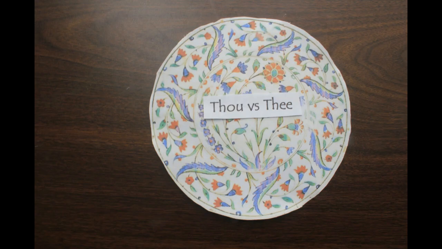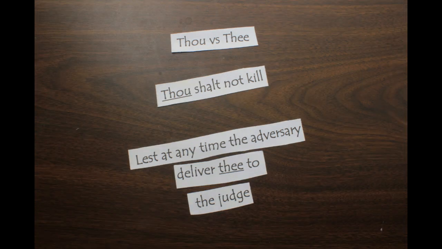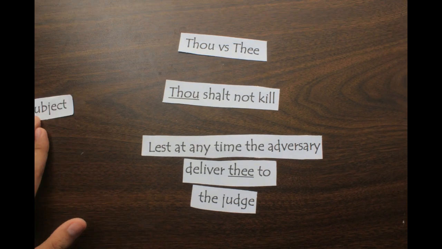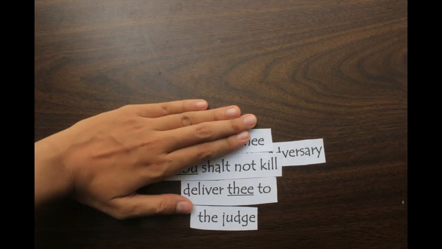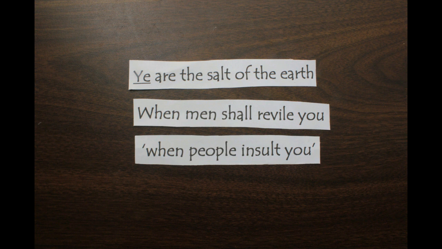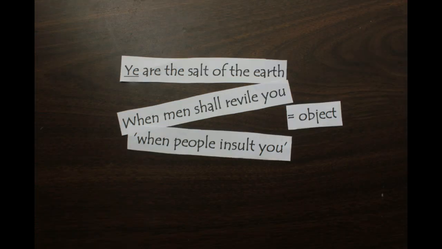Thou versus thee. These are examples from the King James text. "Thou shalt not kill," thou as a subject, and "lest at any time the adversary deliver thee," thee as the object. Ye versus you. "Ye are the salt of the earth," ye as a subject, and "when men shall revile you," that means when people insult you, you as the object.